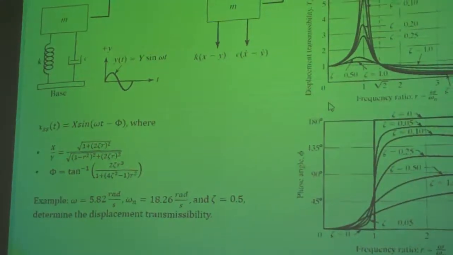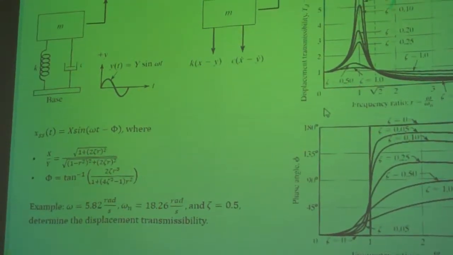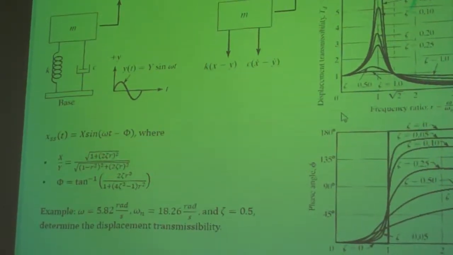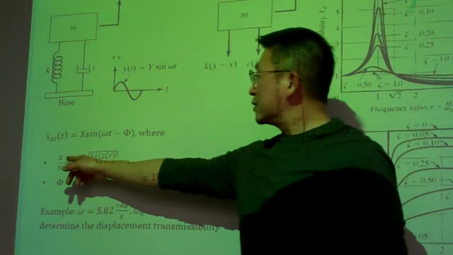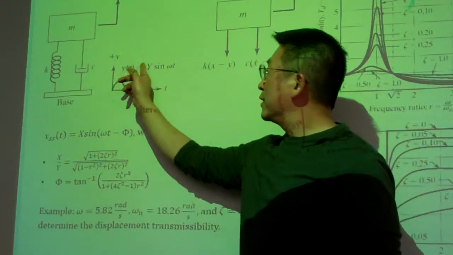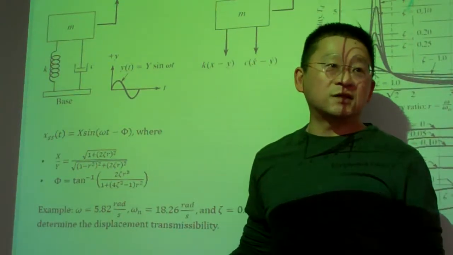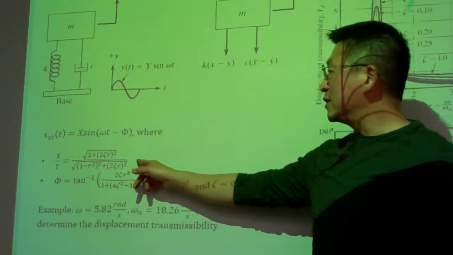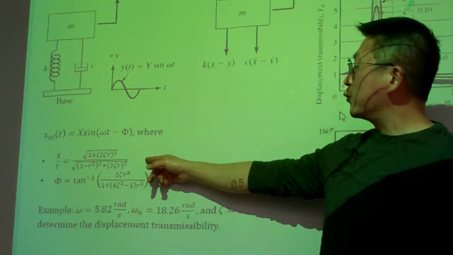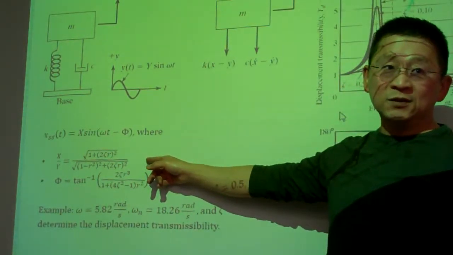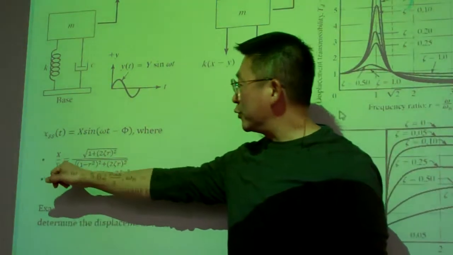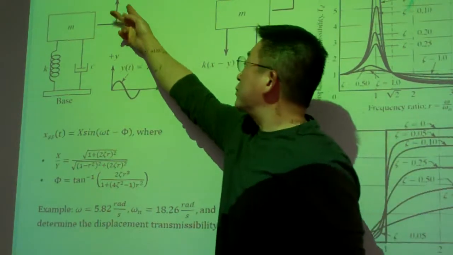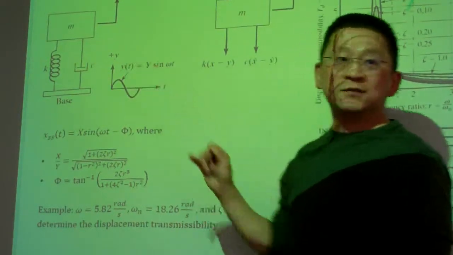And then the first one, we define the displacement transmissibility. Basically, that is a ratio between the response to the given input. That's the definition. Okay, so this one is what we call the displacement transmissibility. That simply is a ratio between the response and the input. The response is this one, input is this one. That's it.